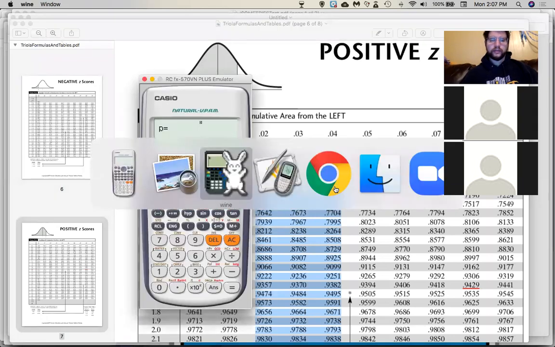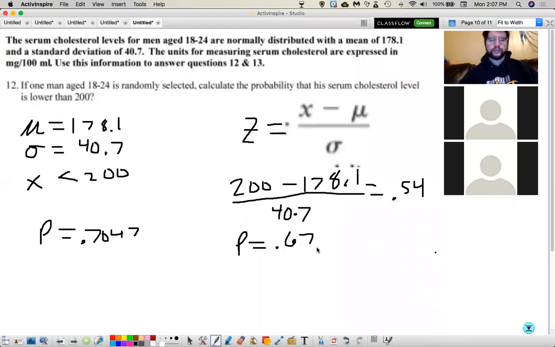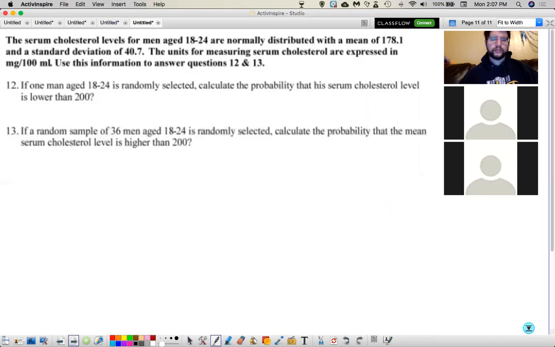So I guess we can go 4 decimal places, 6700. All right. And the reason so far of a difference is because we had to round this 0.54 a lot. Let's look at number 13 though.